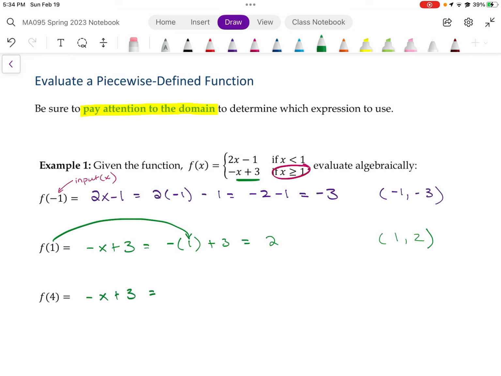Okay, so I guess I'm color coding these. I just decided as I'm working here. The top one is the purple one. The bottom one is the green one. And the green one is used for the second two. So you just have to pay attention.